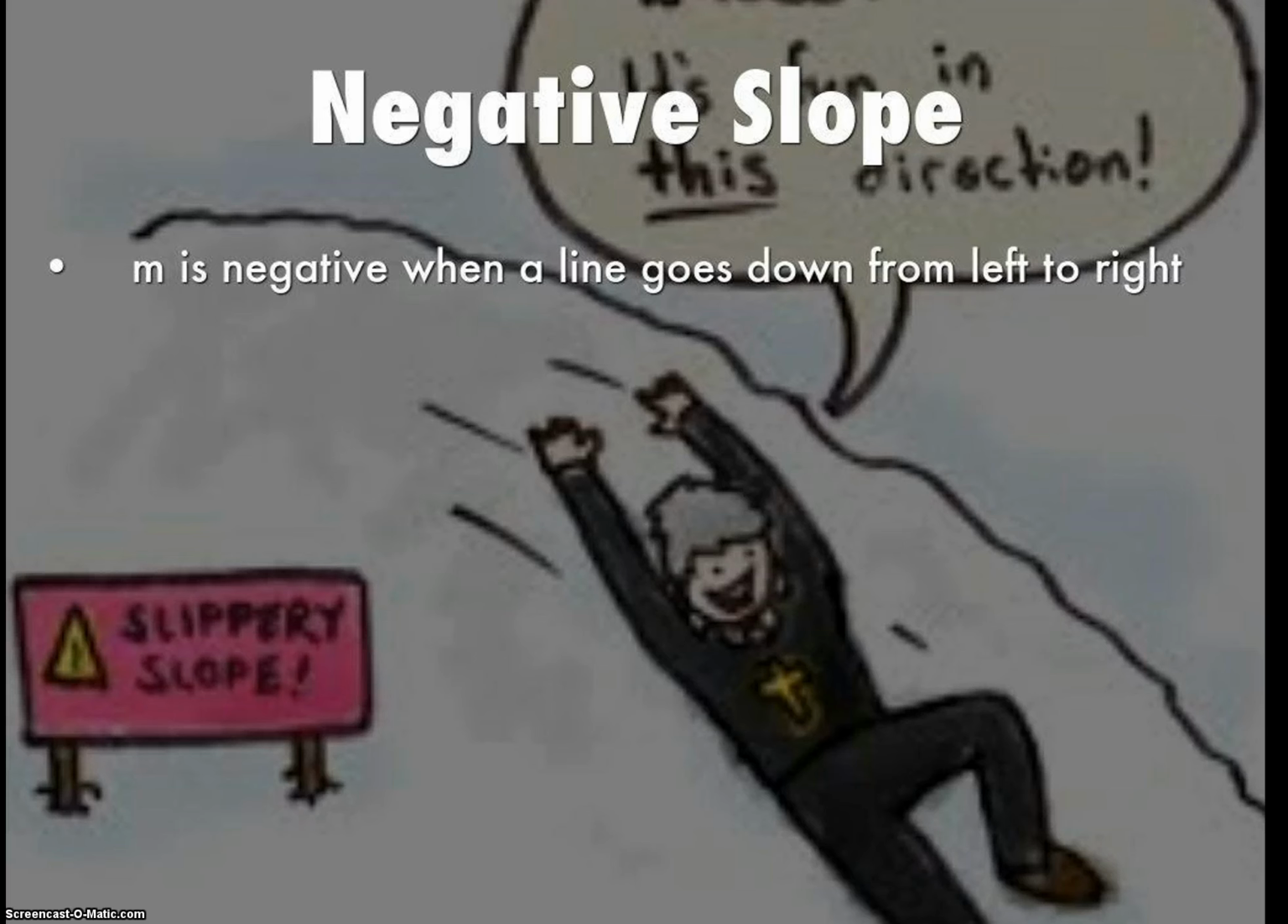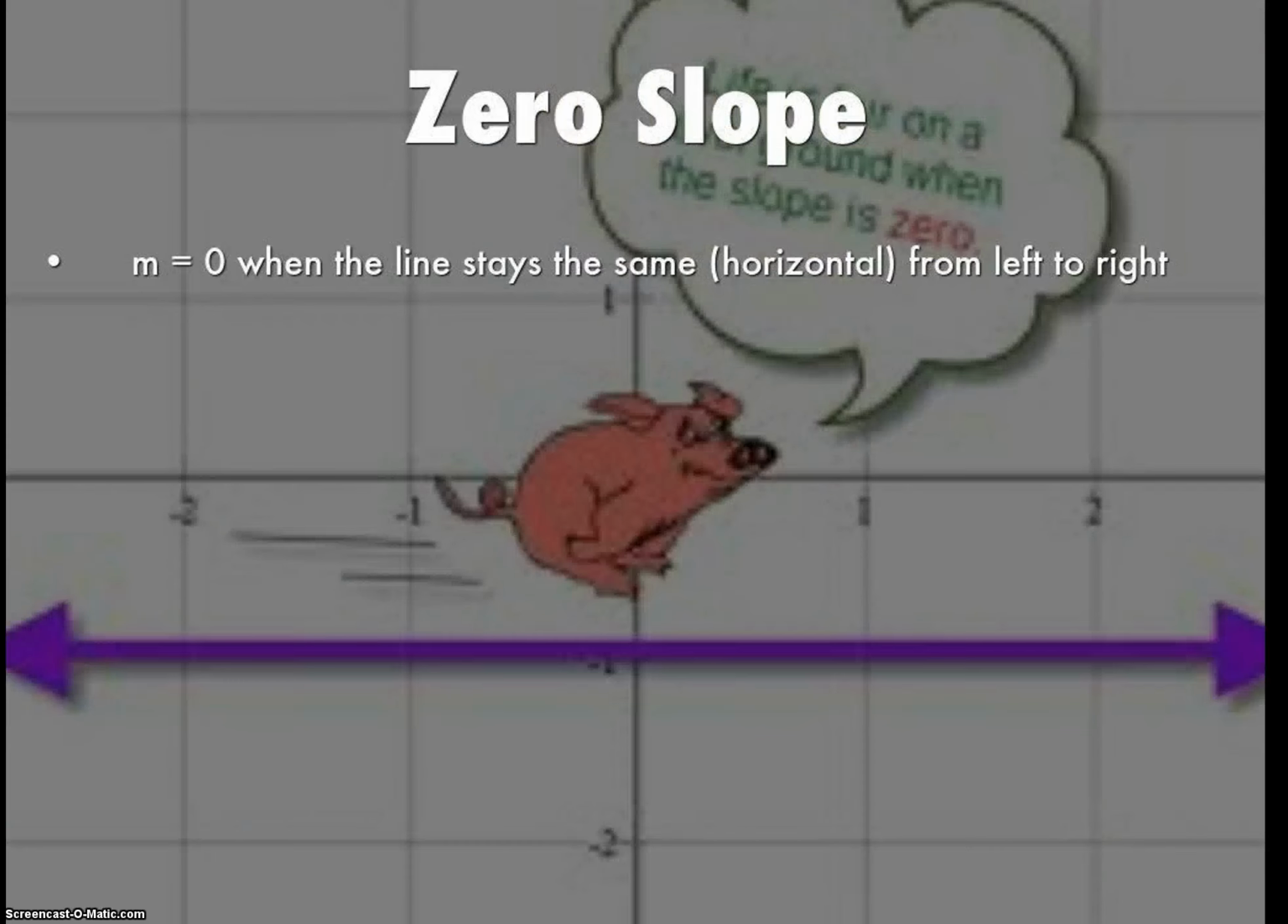From left to right, you need to make sure you have a negative sign after your M, so M equals and a negative sign. And then zero slope if it's a horizontal line from left to right. So the pig is running on a treadmill, basically. And this is easy. M equals zero when the line stays the same horizontally left to right.